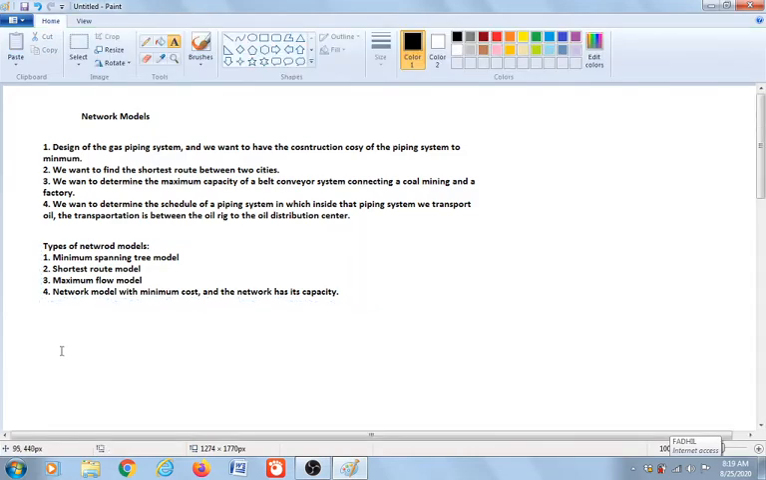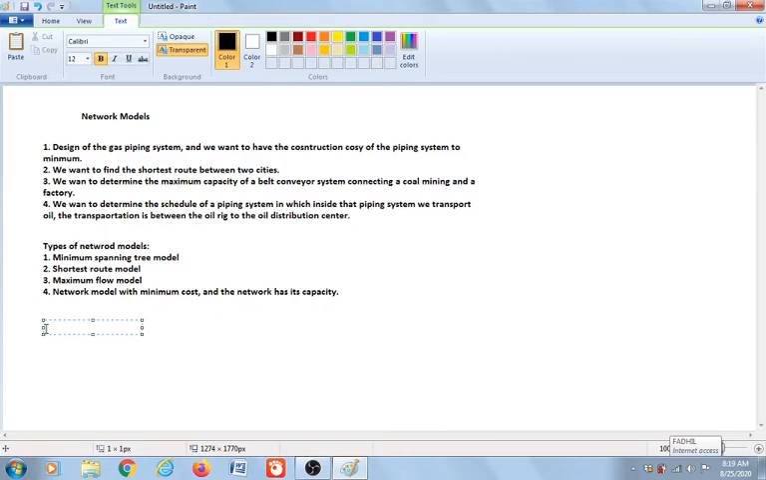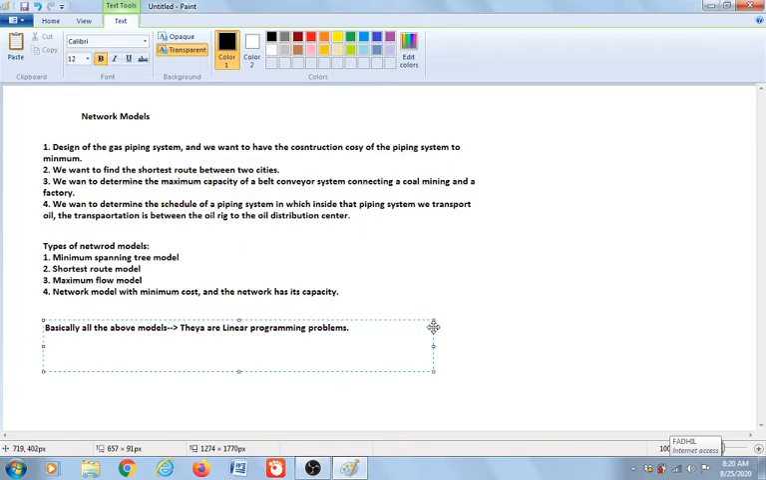Now, all the above four models are basically linear programming problems. Since they are linear programming problems, we can solve them using the simplex method, but it is not recommended.